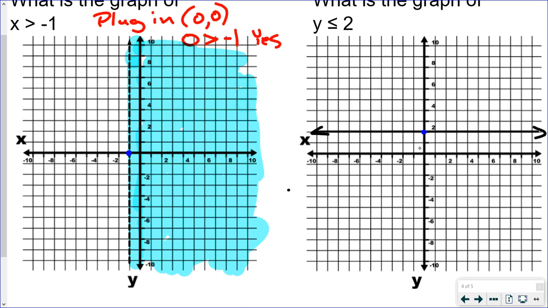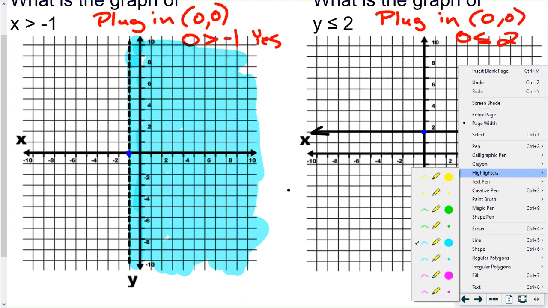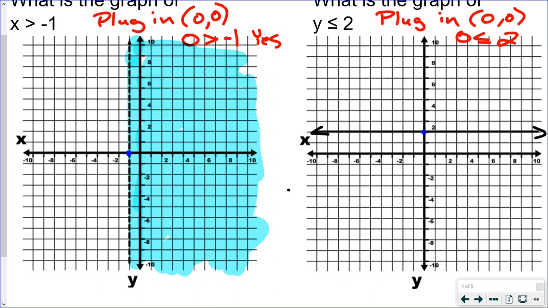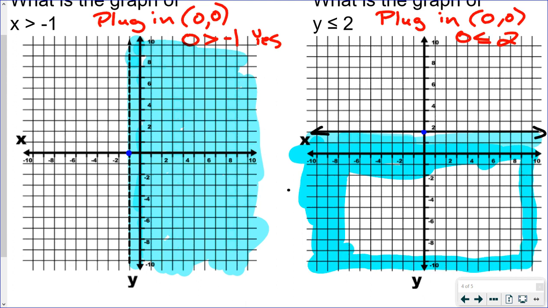So we want to check to see if 0, 0 is a solution. Sorry, my phone is dinging. Plug in 0, 0, and you would get 0 is less than or equal to 2. That's true. So that means we're going to shade below the line because 0, 0 is a solution. So any point down here is a solution. And since this is a solid line, keep in mind that any point on the line is also a solution. So any point on the line is a solution, and any point below the line is a solution.